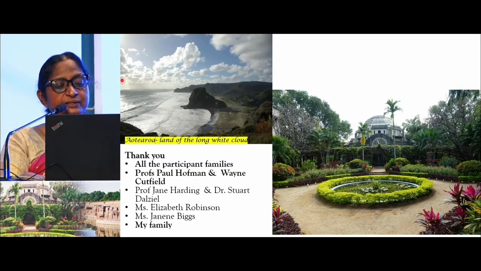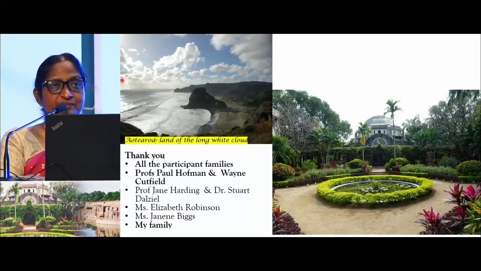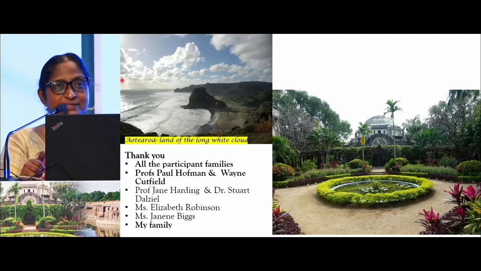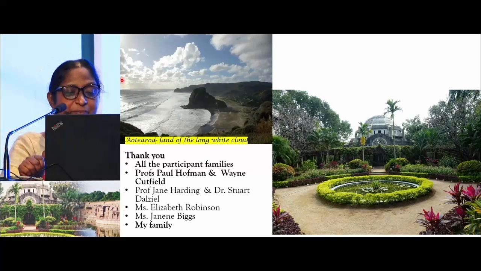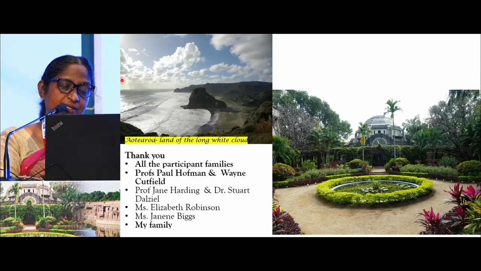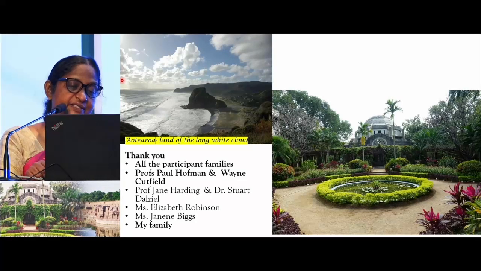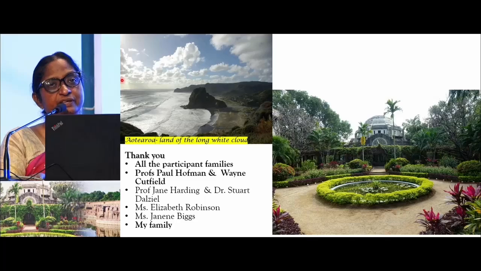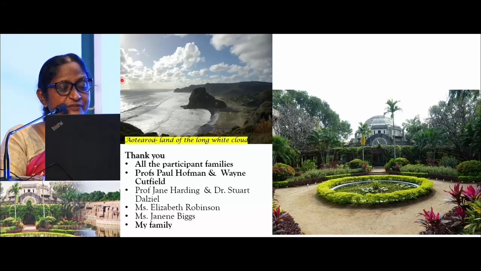I'd like to thank all the participant families. They were very motivated and excited. It's a very laborious clamp model, frequent sampling, DEXA scan, 24-hour ambulatory monitoring, but the participants were very motivated. I'd like to thank my supervisors, Professor Paul Hofman and Wayne Cutfield, who will remain my mentors lifetime, and my family who stood with me through this.